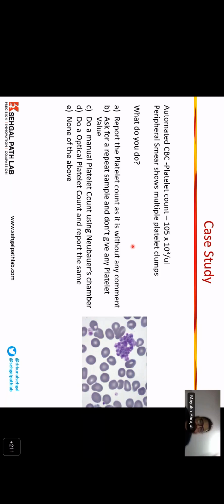I think it's E, none of the above, and the platelet count should be 105,000, and we can mention that there are platelet clumps. Okay, so that's a good thought.